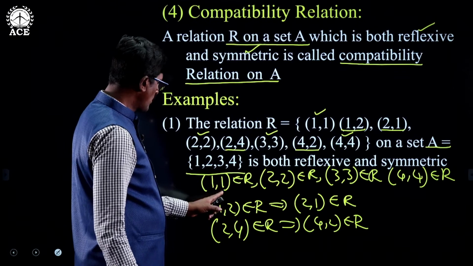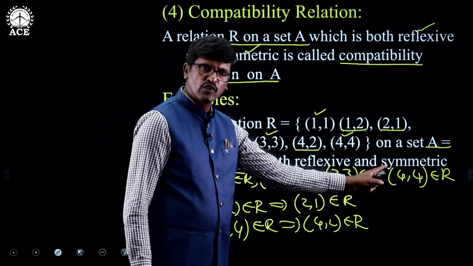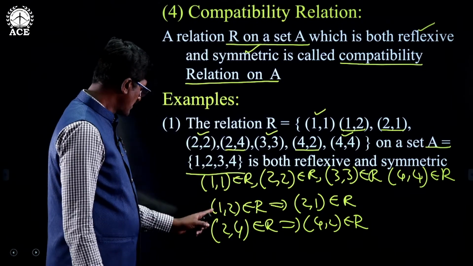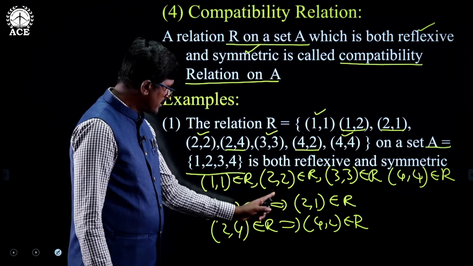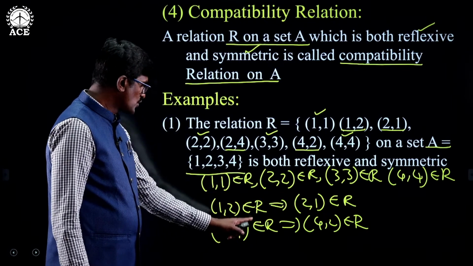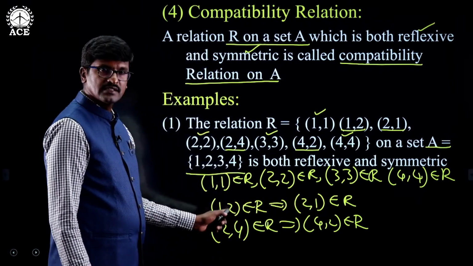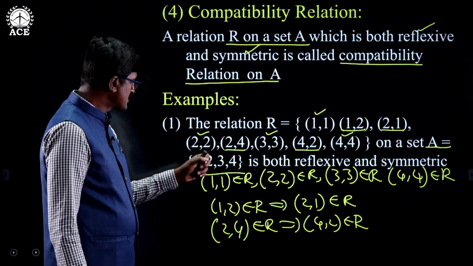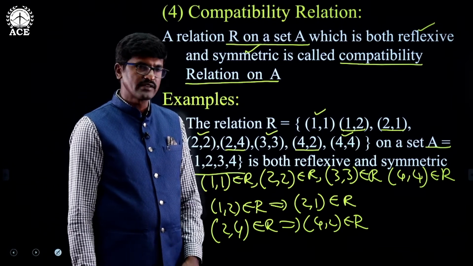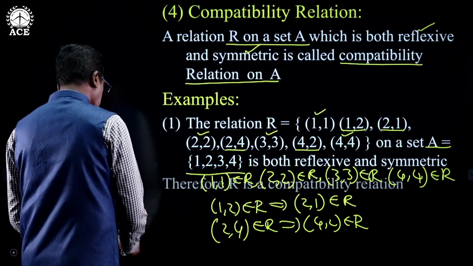So, (1, 1) is there, (2, 2) is there, (3, 3) is there, (4, 4) is there. Therefore, the given relation is a reflexive relation. (1, 2) belongs to R, (2, 1) also belongs to R. (2, 4) belongs to R, (4, 2) also belongs to R. Therefore, it is a symmetric relation. So this relation satisfies the reflexive property and the symmetric property. Therefore, it is a compatibility relation. The next example.